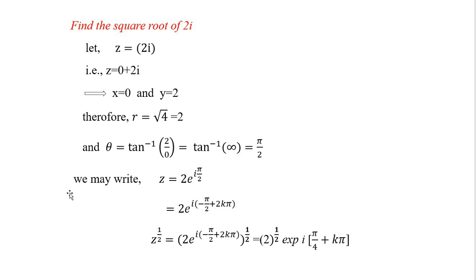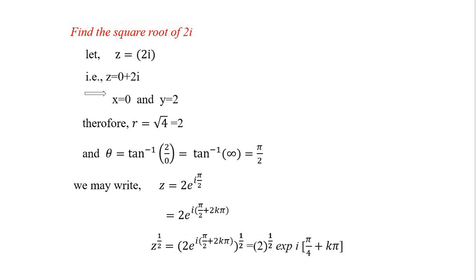The next problem, find the square root of 2i. So let z equal to 2i. If you take z equal to 0 plus 2i, x is 0, y is 2. So therefore r equal to 2, theta equal to pi by 2. So we may write z equal to 2 e power i pi by 2. In general form, 2 e power i into (pi by 2 plus 2k pi).